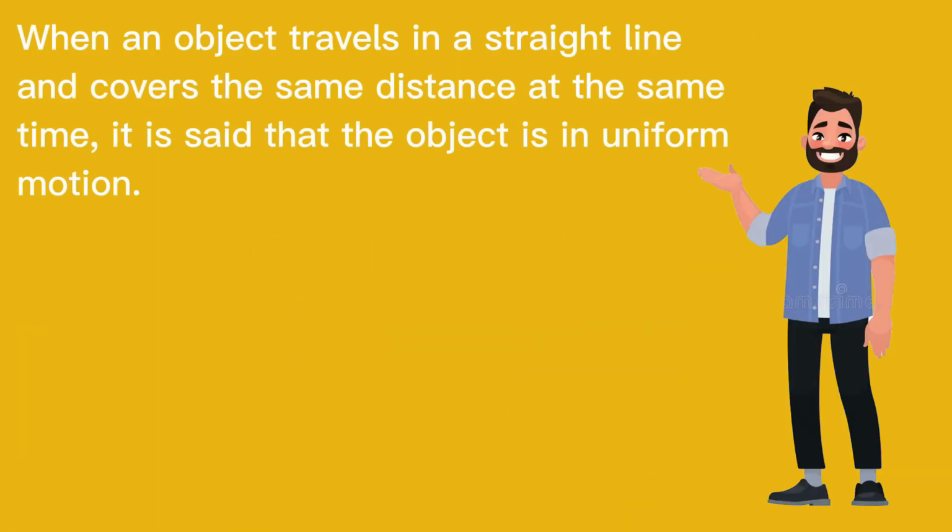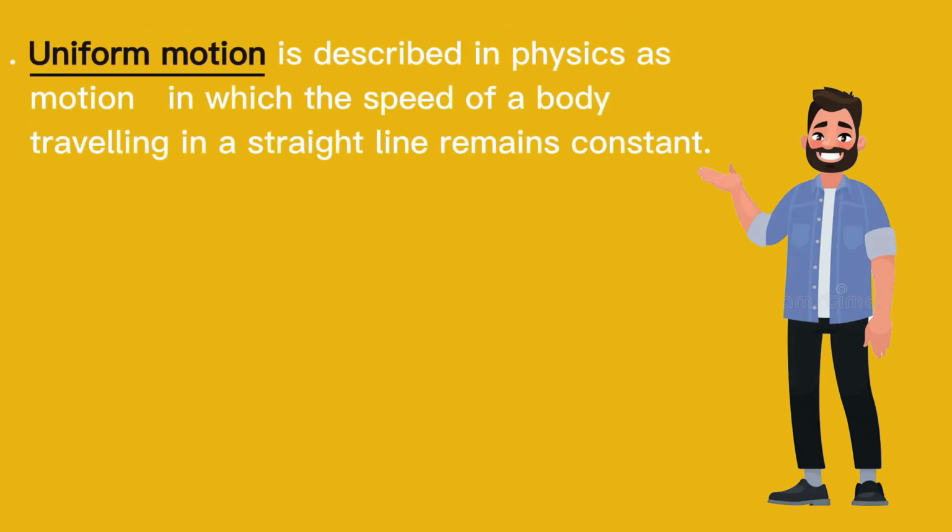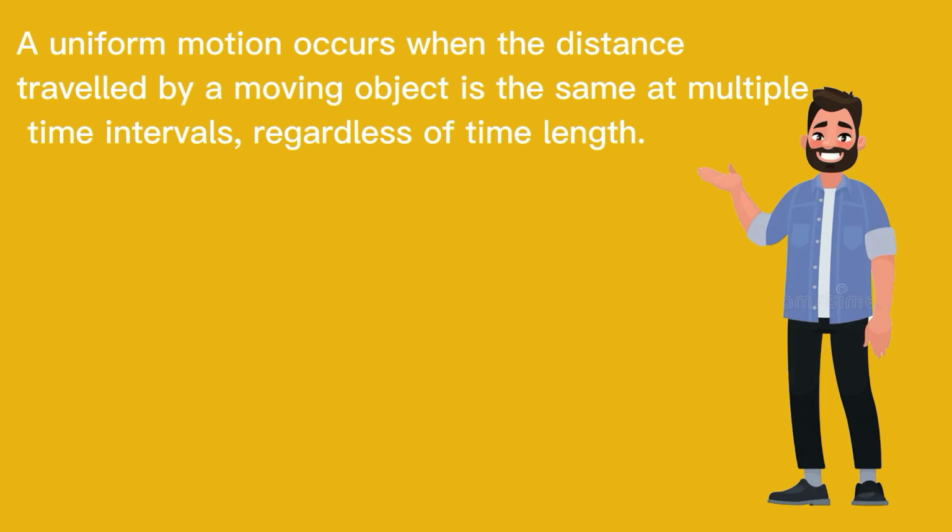When an object travels in a straight line and covers the same distance at the same time, it is said that the object is in uniform motion. Uniform motion is described in physics as motion in which the speed of a body traveling in a straight line remains constant. A uniform motion occurs when the distance traveled by a moving object is the same at multiple time intervals, regardless of time length.